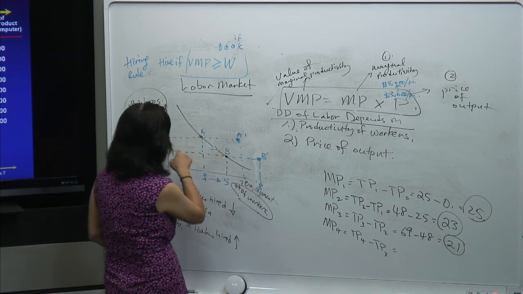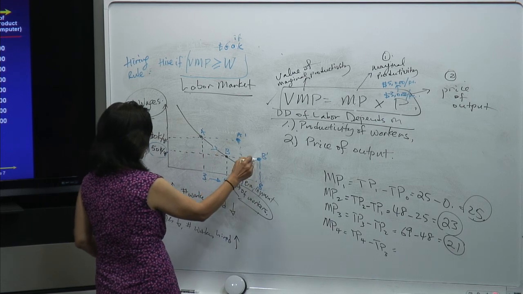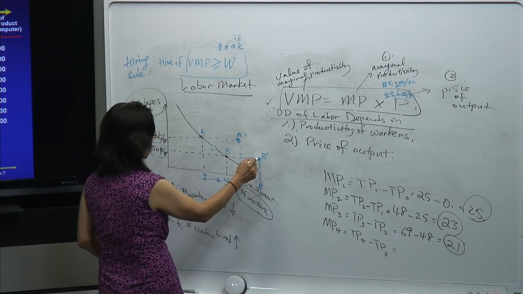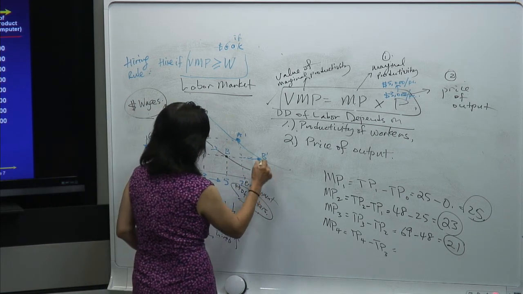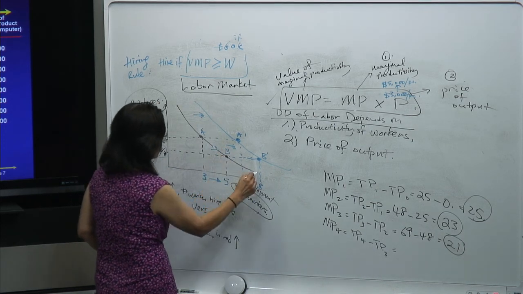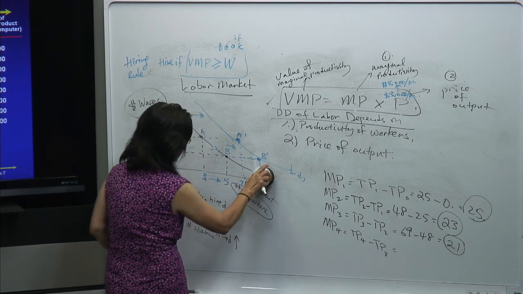So you got 2 points here. If it's 60K, you hire 7. If it's 50K, you hire 8. So 2 points here, we call A prime and B prime, and then join these two together. So, right. So you could see that the labor demand curve shifts to the right from LD to LD1, for example.